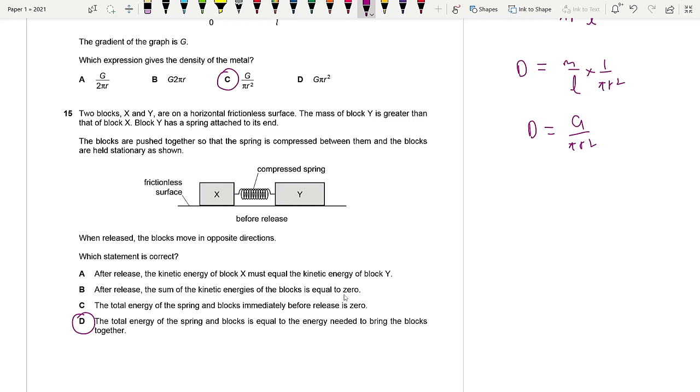The blocks are pushed together so that the spring is compressed between them. When released, they move in opposite directions. So this will move in this direction, this will move to the left. So we are saying that the total energy of the spring and the blocks is equal to the energy needed to bring the blocks together. That is true. Because we gave some energy to bring them together, to compress them, right? So that energy is actually equal to the elastic potential energy stored in the spring.